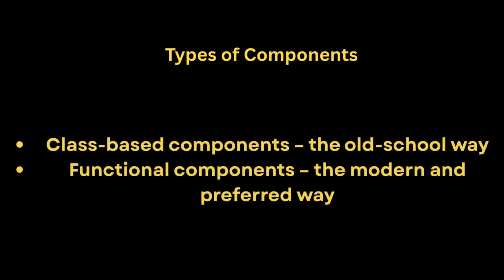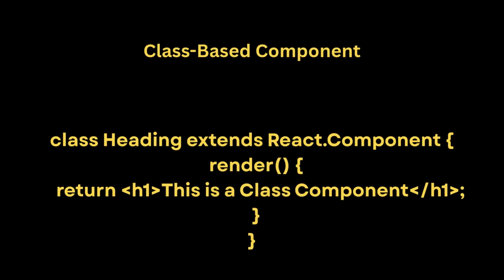React supports two types of components. Class-based components, the old school way. Functional components, the modern and preferred way. Class-based components use JavaScript classes and extend React.Component. They were widely used before React hooks came into the picture. Here's how a class component looks. But nowadays, class components are rarely used in new projects.